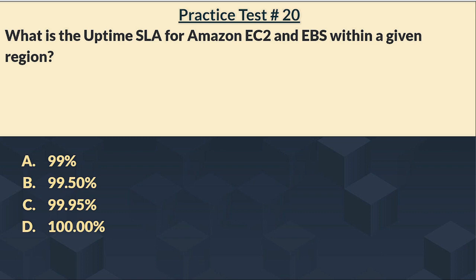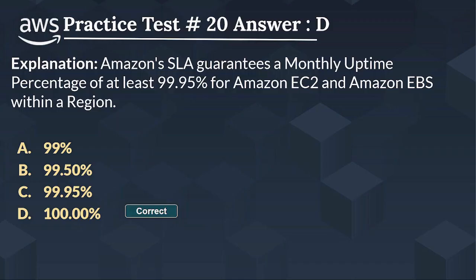5, 4, 3, 2, 1. So the right answer is option D. Amazon's SLA guarantees a monthly uptime percentage of at least 99.95% for Amazon EC2 and Amazon EBS within a region.